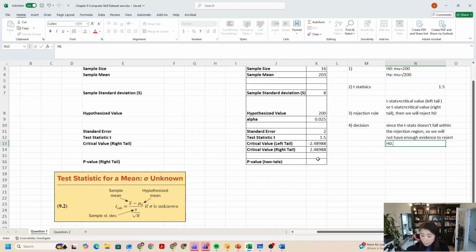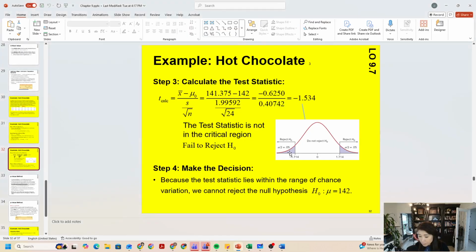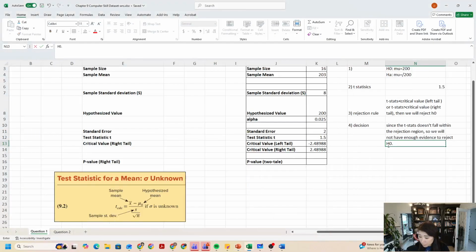So this is one approach you can use to answer the question, the critical value approach. The other approach is called the p-value approach. Let me pull the PowerPoint out again. Instead of focusing on the critical value here, we try to calculate the area, whether it falls into our rejection region. If we are using the p-value approach, step one would be the same. Instead of calculating the t-stat, we calculate the p-value. Step number 3, the rejection rule, will change, and the decision should still be the same.